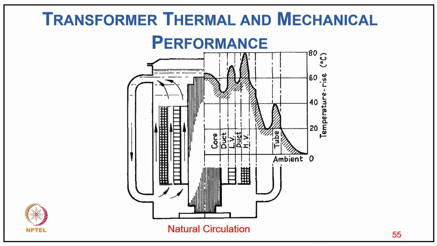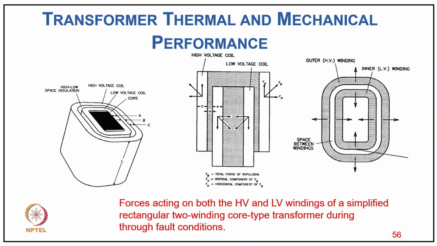You will find the highest temperature is in the high voltage winding, where the conductor cross-section area is certainly smaller, but the heat concentration is high. Now you can see the forces acting on the HV and LV windings of a simplified rectangular two-winding core transformer under fault condition, how the forces are produced during short circuit especially, or any fault which may result in something close to a short circuit, causing large electromagnetic forces between the conductors in the windings.